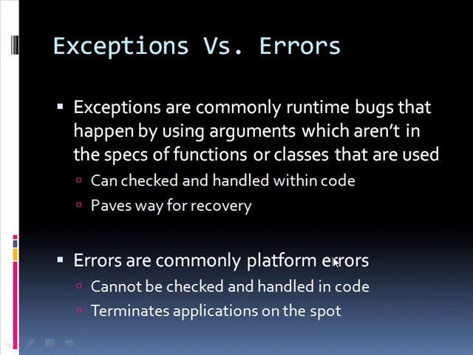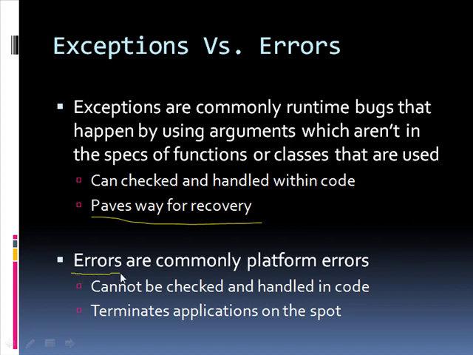We have exceptions versus errors. As you recall, exceptions are bugs that happen in your program when you happen to use arguments to certain methods, classes, or calls to certain methods by objects that do not exist. And these are the kinds of errors that can be checked and handled within code by using what? Try, catch, and finally blocks. Then, since this is catchable and handled by users within code, it allows us to recover from errors within our code, right?